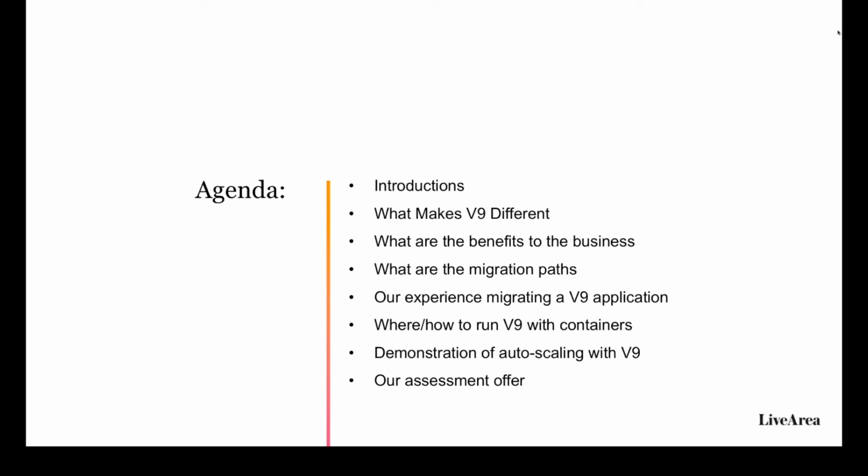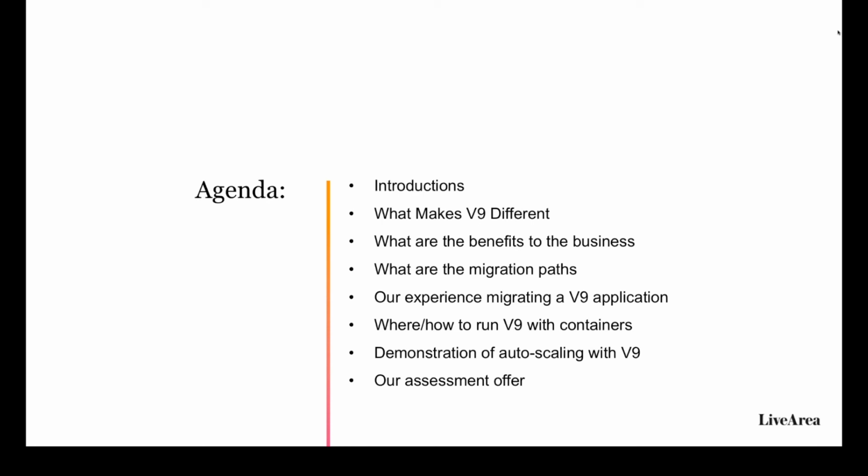So in terms of our agenda, we'll go through introductions and review who the panelists are. We're going to kick it off with what makes V9 different. We're going to talk about what the business benefits are. We're also going to talk about the migration paths. I know many of you on this call are probably on version 7 of WebSphere Commerce, potentially 8, and are thinking about, what does the effort look like and how do we go about moving to 9? So we want to cover that today.